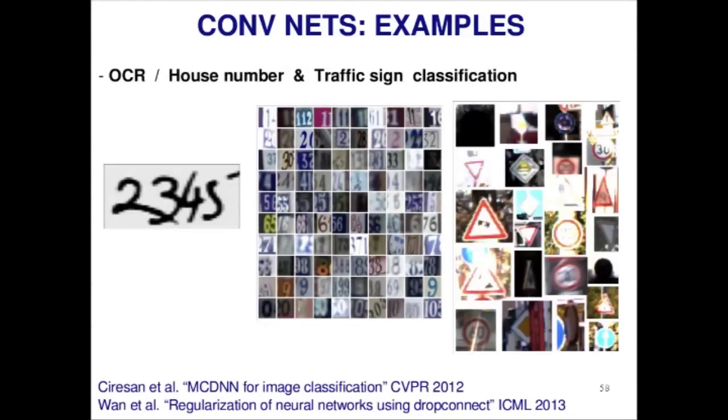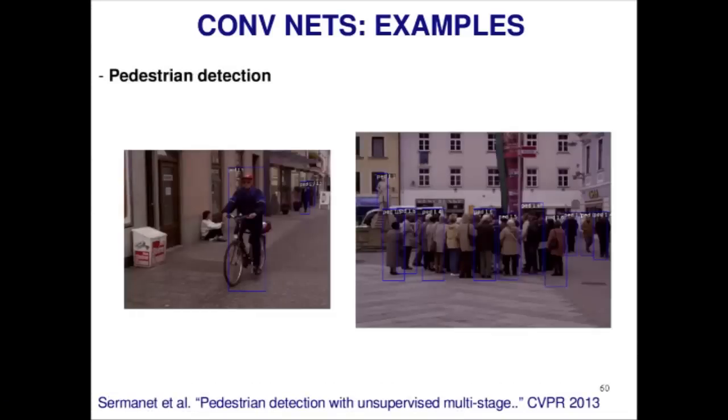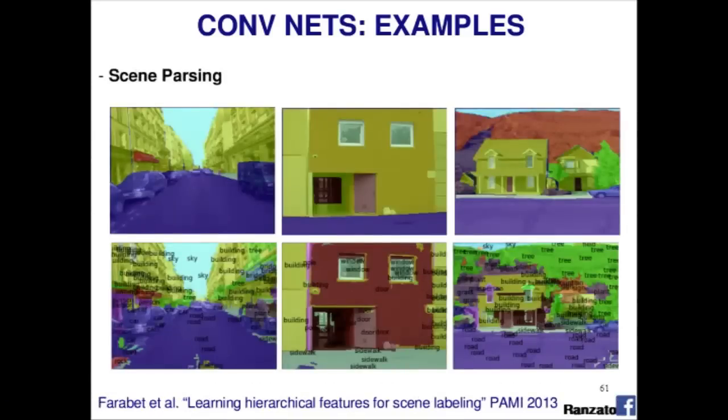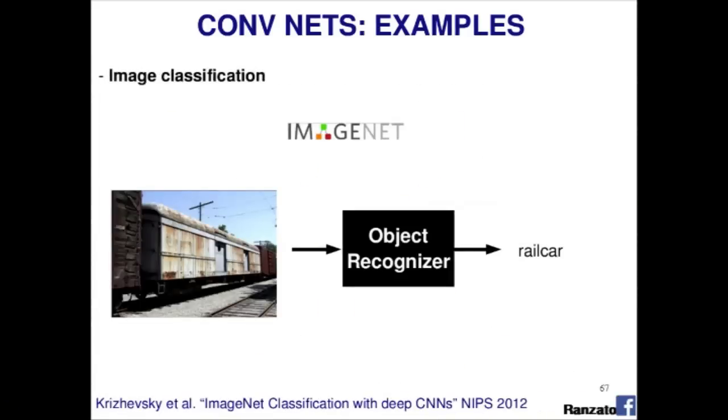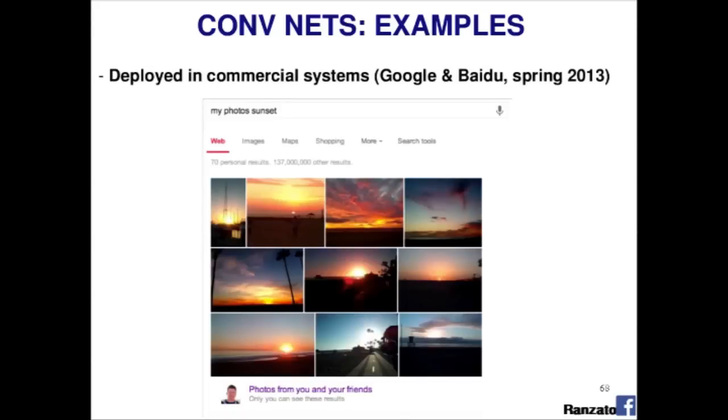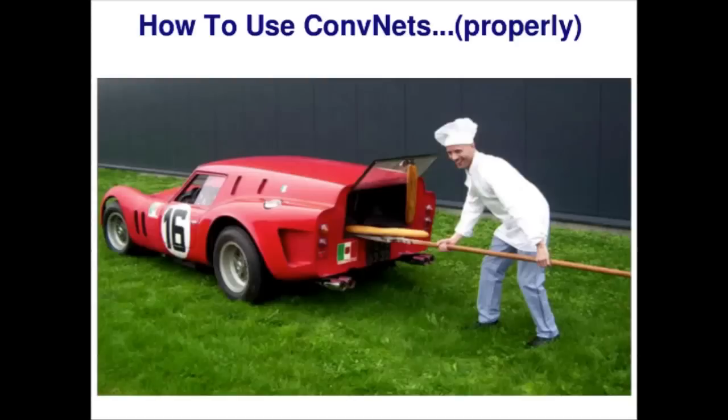So the first application of convolutional nets was OCR. Since then, there has been many applications that came out, texture classification, pedestrian detection, scene parsing, segmentation, so on and so forth, right? And the last one being image classification with last year ImageNet competition. But now, and these things have been deployed by Google, Baidu starting, and other companies too soon. But now the question is, we have this super powerful machine. How can we make a good use of it, right?